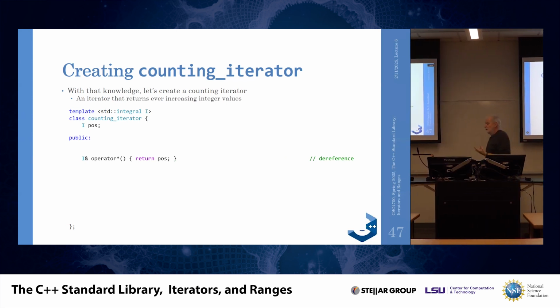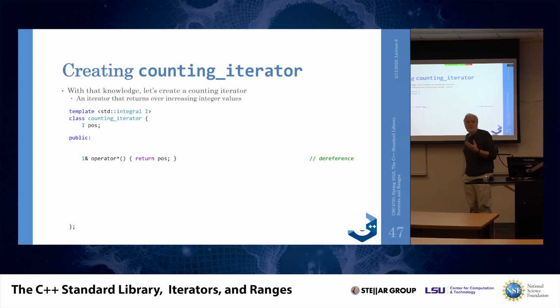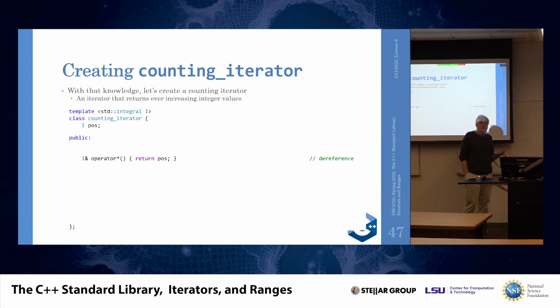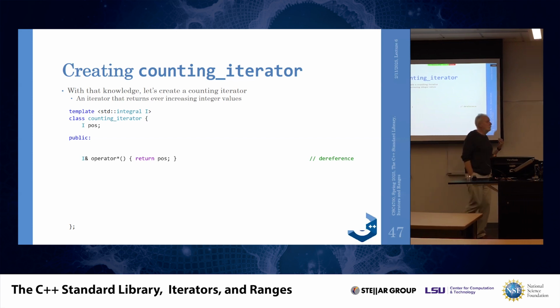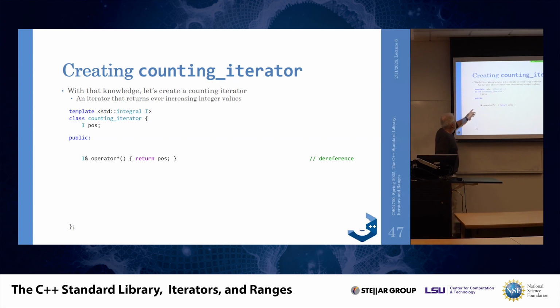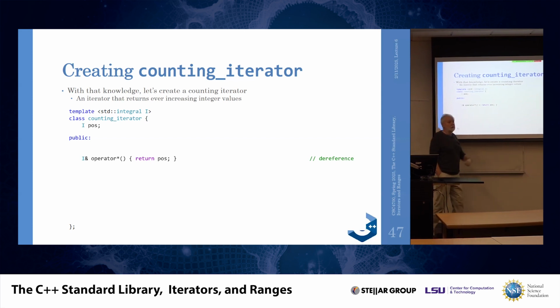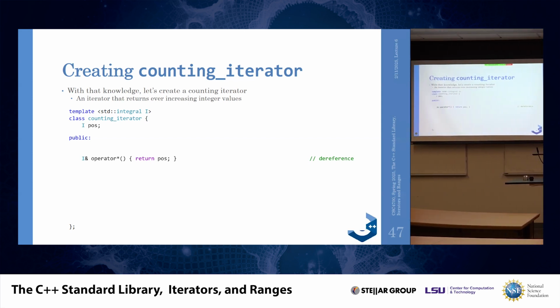Again, as we can see, the types we define in C++ can expose essentially any operations. They can define functions that will be used when a certain operation is applied to that type. So whenever I apply a star, a dereference operation, to an instance of my counting iterator, this function will be called. So whenever I dereference a counting iterator, we will get the value of the current integer.